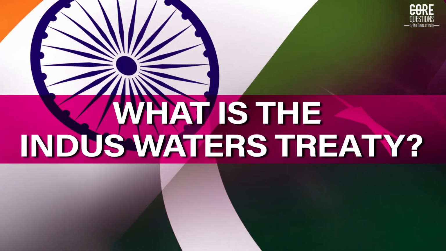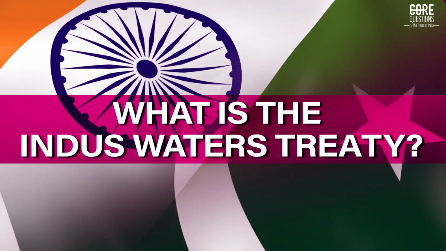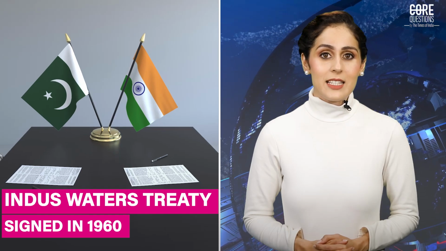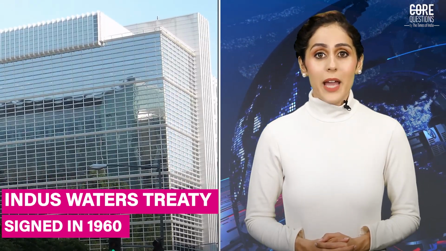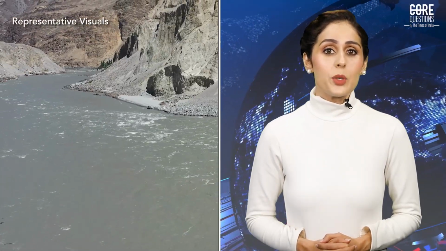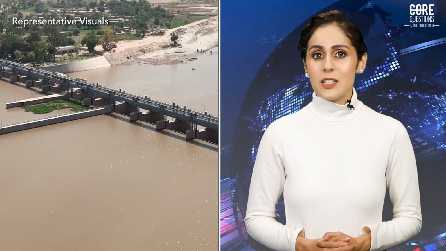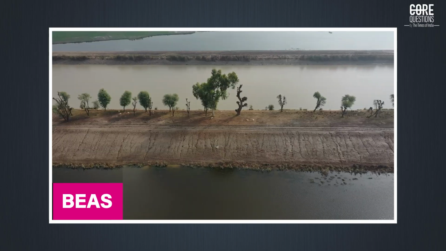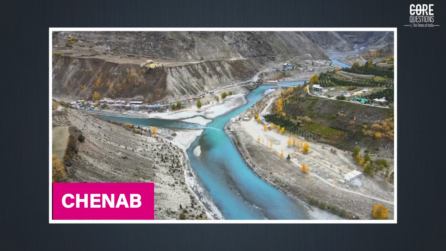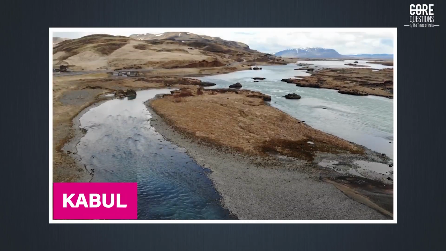What is the Indus Waters Treaty? India and Pakistan signed the Indus Waters Treaty in 1960 under the supervision of the World Bank. The pact regulates the use and distribution of the Indus River system, which consists of the main Indus River and its 5 tributaries: the Ravi, the Beas, the Sutlej, the Jhelum, and the Chenab, plus one, the Kabul, which doesn't flow through India on the right bank.